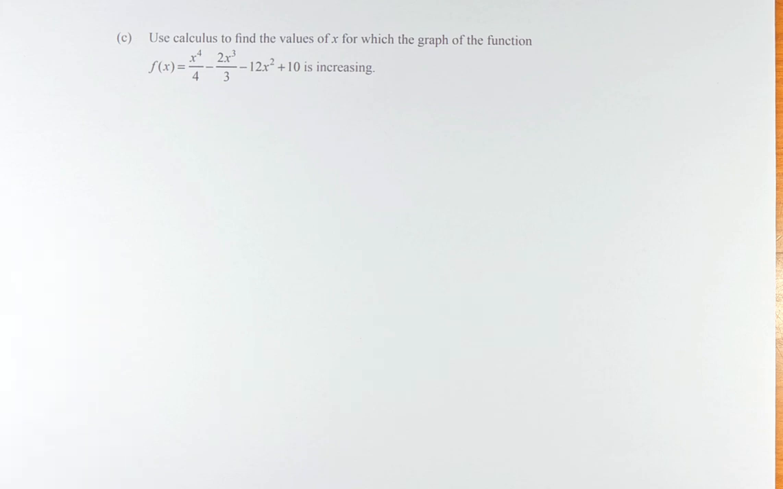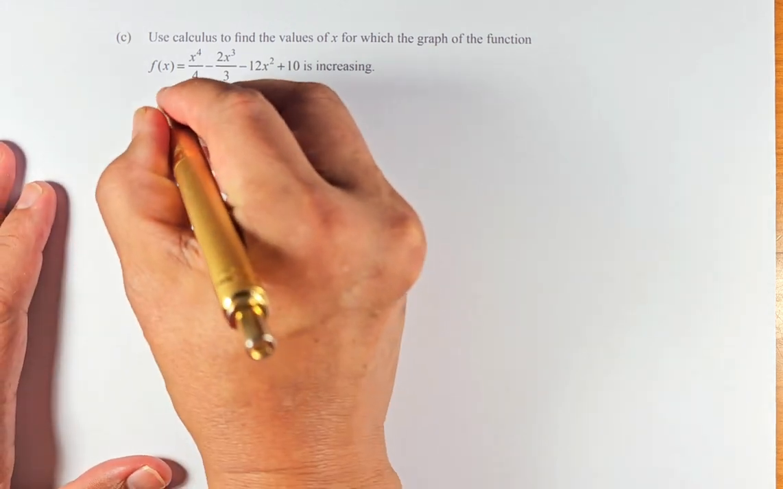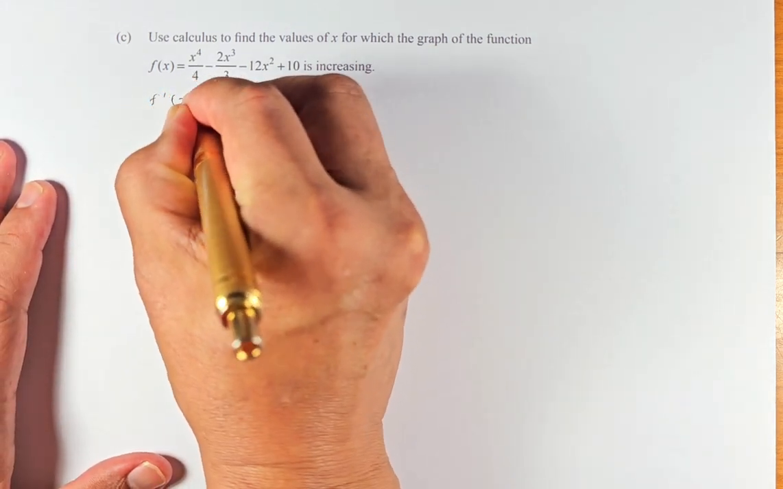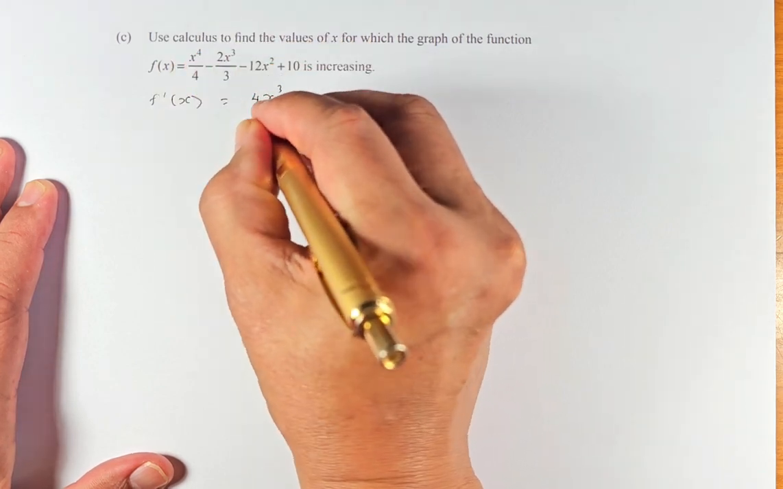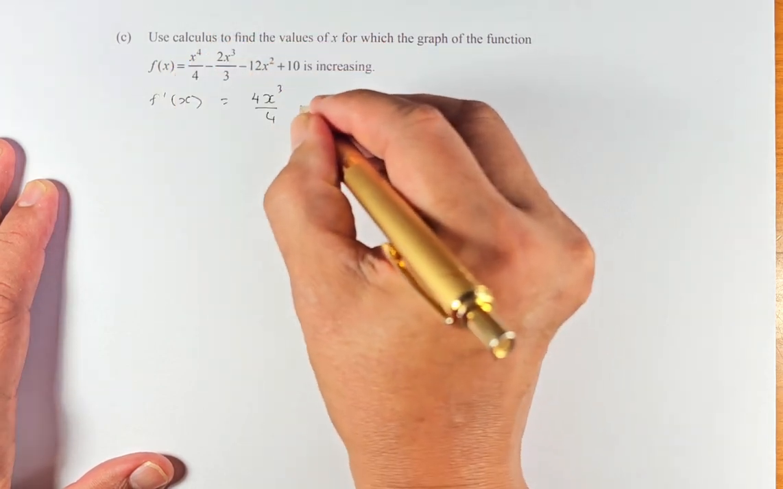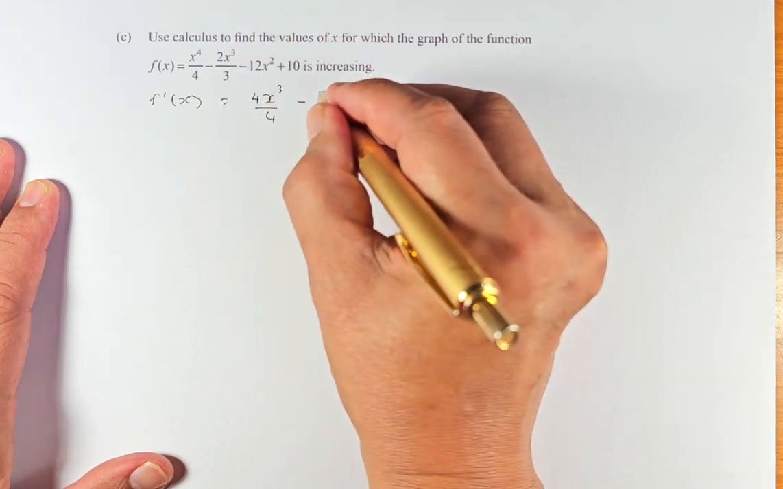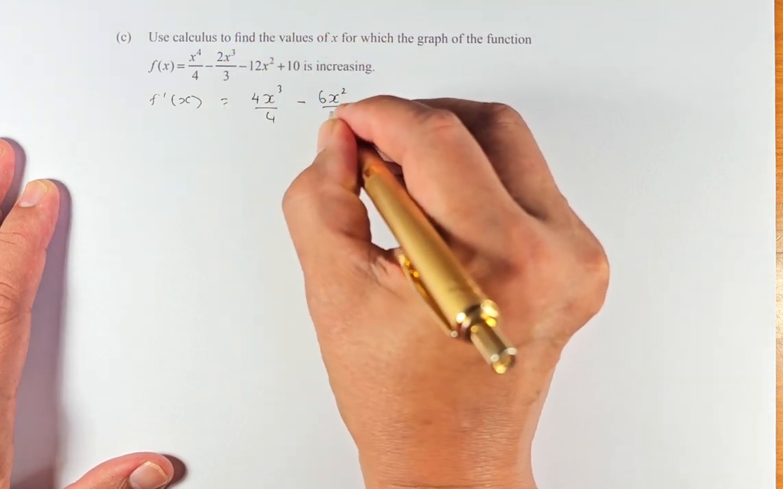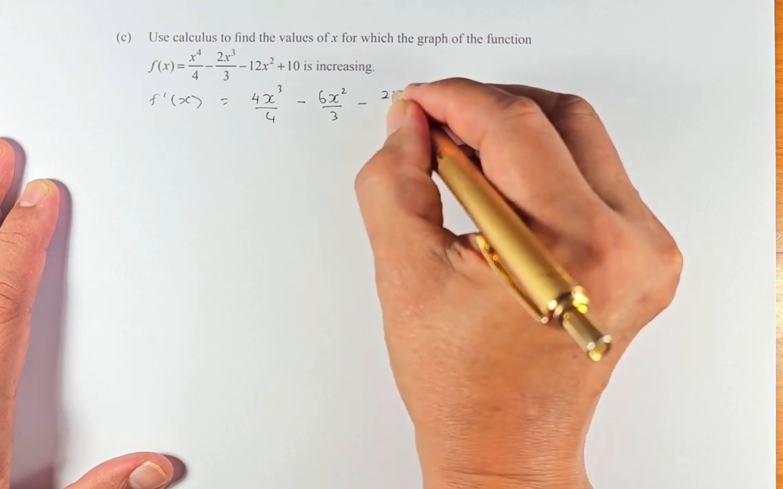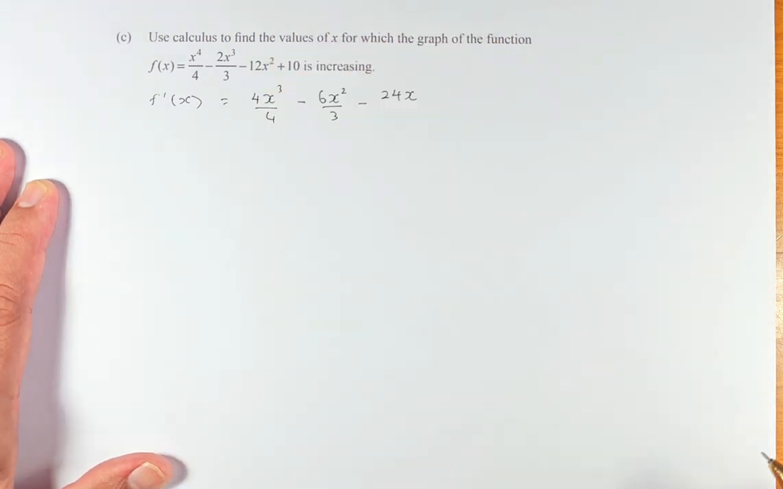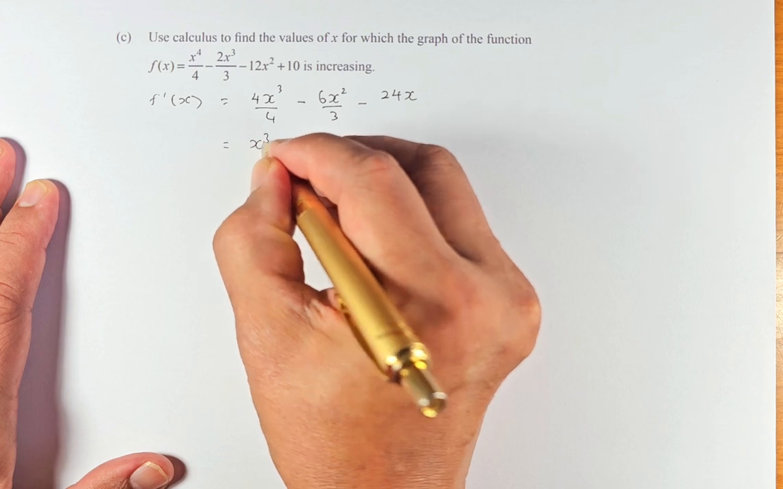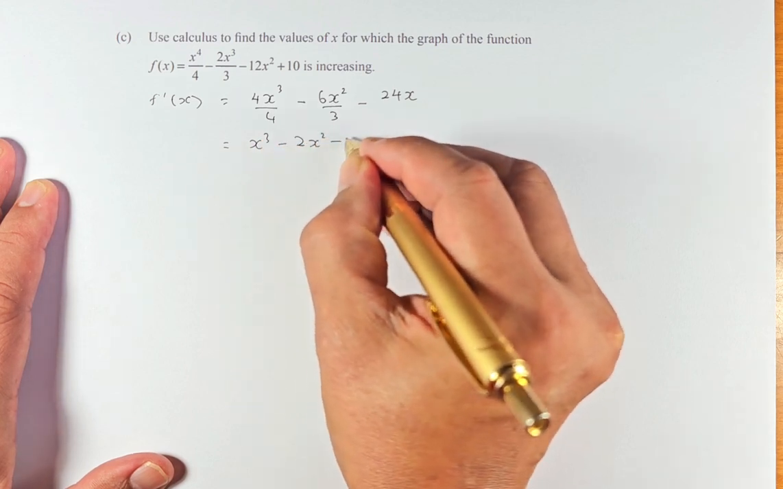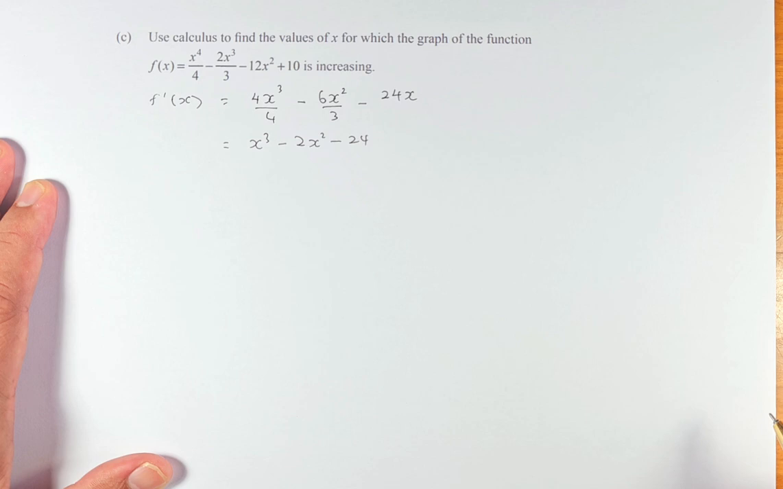The gradient is the derivative. So first thing you're going to do is find f'(x), you differentiate it. So 4 comes down to become 4x^3 over 4. Then 3 comes down, 3 times 2 is 6x^2 over 3, minus 24x, and the constant will be nothing, because differentiating a constant gives 0. To simplify, 4 divided by 4 is 1, so it will be x^3 minus 2x^2 minus 24x, and that's the gradient function.